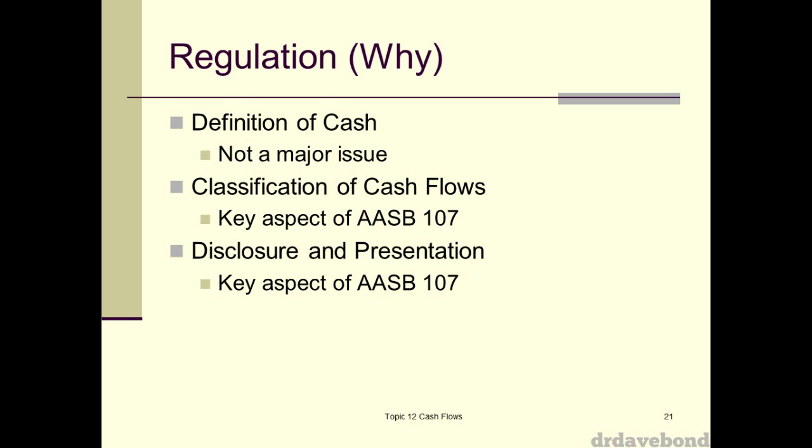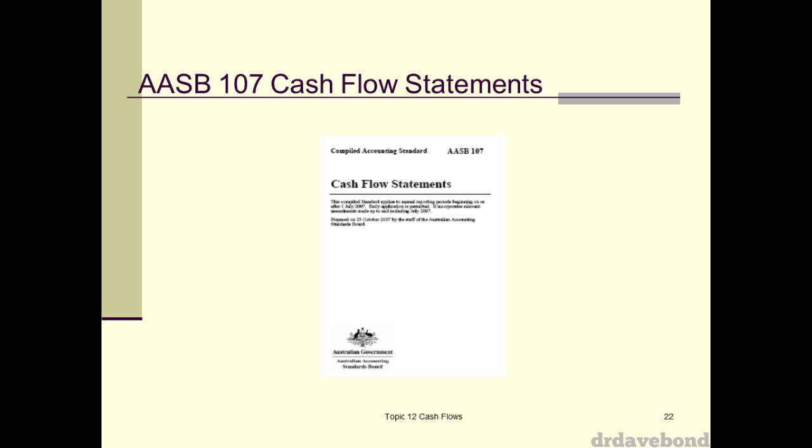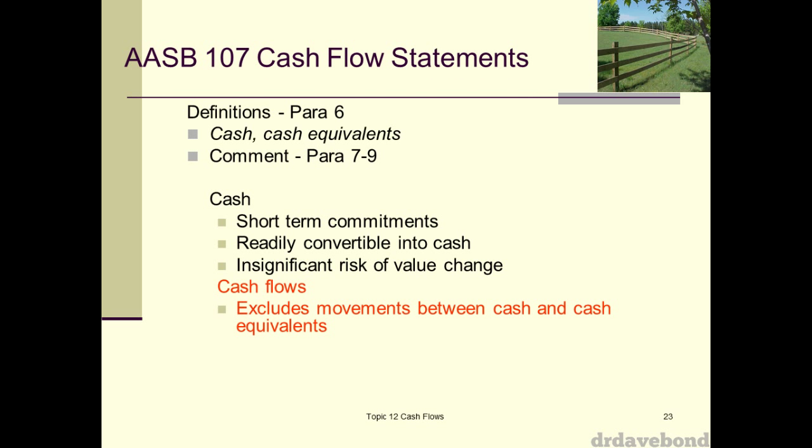So the definition of cash is not a major issue. I mean, definitely not for us, but there are going to be situations where it does become a little bit of a concern, but overall it's not that much of a concern. Classification aspects and the disclosure and presentation, these are key aspects of 107, so we need to have a look at what these are. So AASB 107, the cash flow statements.